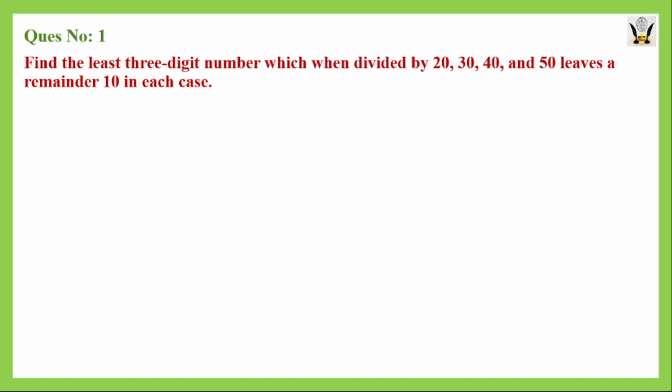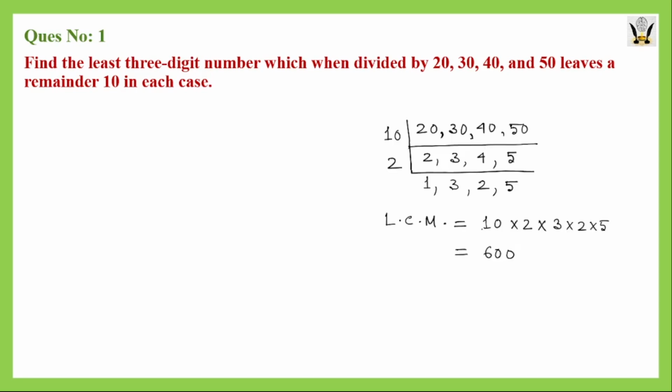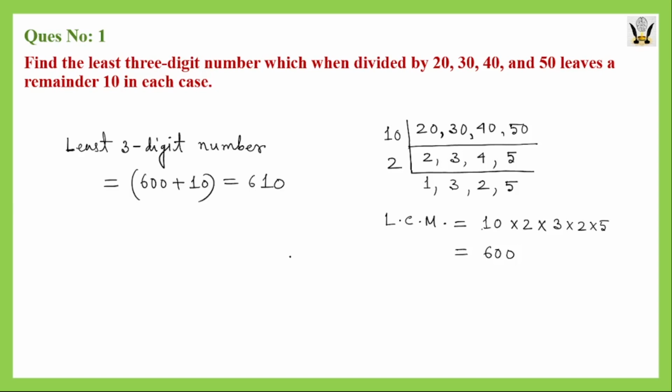After finding that LCM, we will add this remainder value which is 10. Then only that number will be the number we are trying to find, which is not divisible by all these given numbers, and will leave a remainder 10. So the LCM will be 600 and the least 3-digit number which we want to find will be 600 plus 10, means 610. So as per this question, the number will be 610.